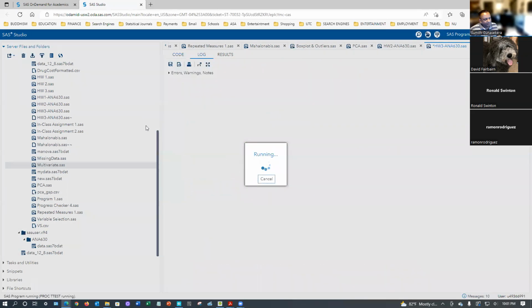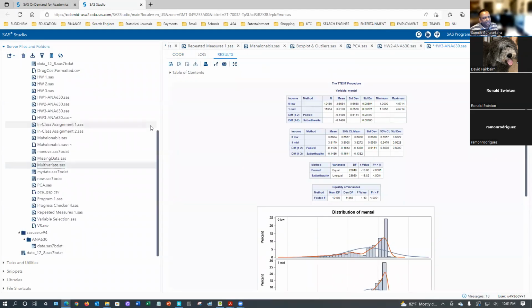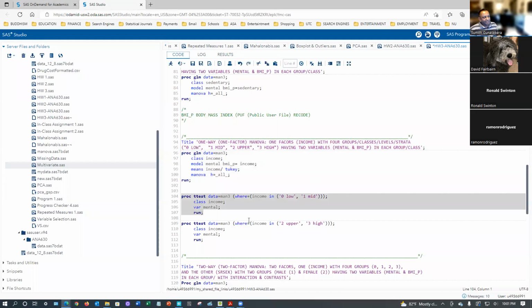So then you have to do 6 of those for mental and then 6 of those for BMI. Then you're going to do this level. Within the 0 level income, within the 1 level income, see, they are confidence intervals.